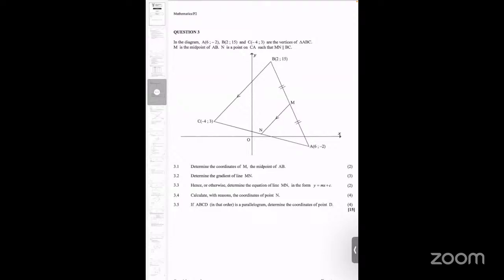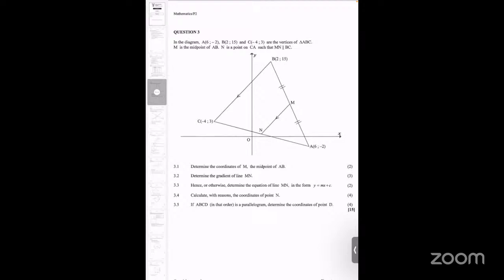So now, with regards to the questions, 3.1, they want you to determine the coordinates of M, which is the middle point or the midpoint of AB. That question is allocated 2 marks. It shouldn't be a complicated question. Now they want you to determine the gradient of line MN.